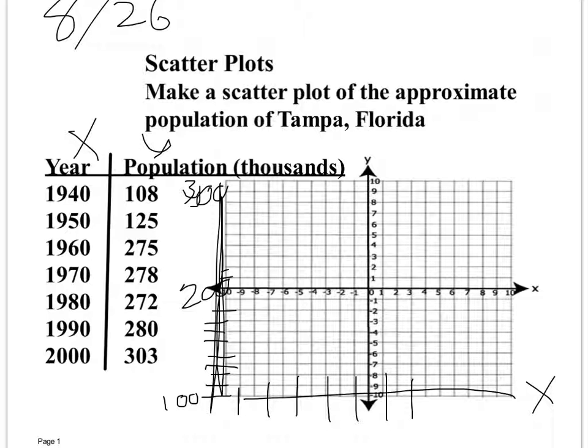So 1940 is at 108. Population is 108, so it's just barely above 100 right there. 1950 was 125, so in between the 2 and 3, right there, a little bit taller. 1960 is 275. It exploded that year and went all the way up to about there.